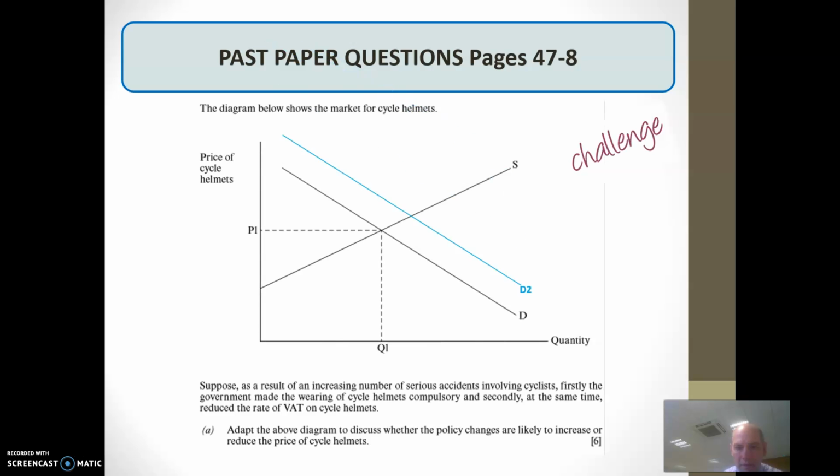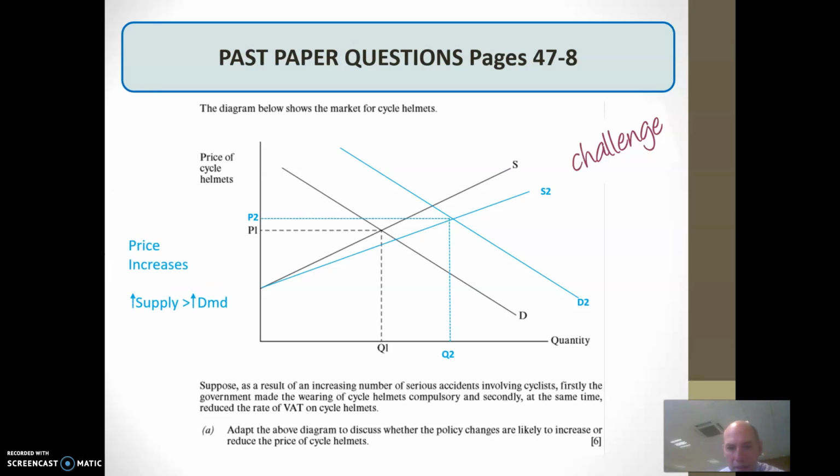On the other hand, some of you will have drawn this. You will have a situation where the price has increased. Apologies, there's a mistake there: the rise in demand is greater than the rise in supply, and that's what you've drawn. Look at the big change in demand. It's bigger than the change in supply.